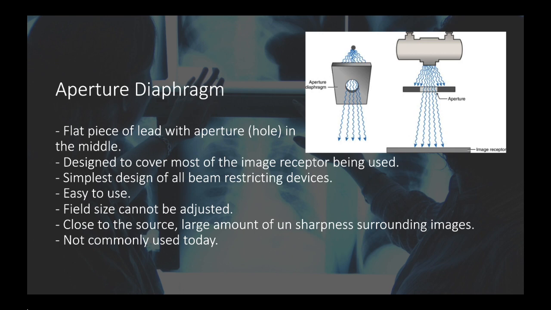These devices are the simplest design of beam restricting devices because they are easy to use. Aperture diaphragms have a fixed lead opening, meaning that the field size cannot be adjusted. Furthermore, because of how close these devices are to the source, they create a large amount of unsharpness surrounding an image. Aperture diaphragms are not commonly used today.